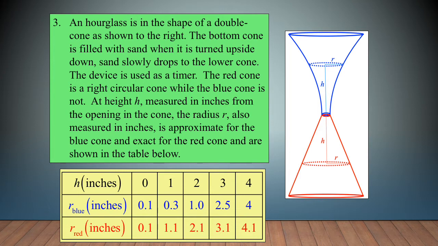And we see our different h's in inches: 0, 1, 2, 3, and 4 inches. And the radius of the blue cone, which again is approximate, is 0.1, 0.3, 1, 2.5, and 4 inches. And the radius of the red cone, which is exact, is 0.1, 1.1, 2.1, 3.1, and 4.1. For this problem, only the arithmetic features of your calculator can be used.